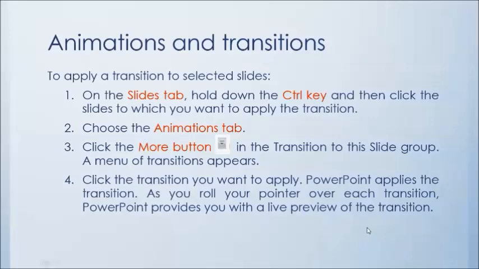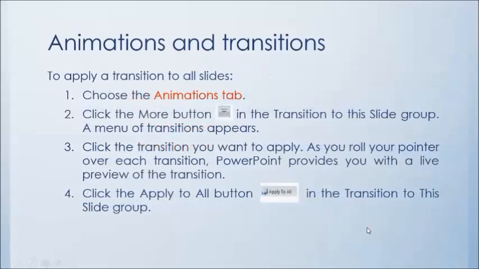As you roll your pointer over each transition, PowerPoint provides you with a live preview of the transition. To apply a transition to all slides, we have to perform the following. Choose the Animations tab, click the More button in the Transition to This Slide group. A menu of transitions appears. Click the transition you want to apply. As you roll your pointer over each transition, PowerPoint provides you with a live preview of the transition.